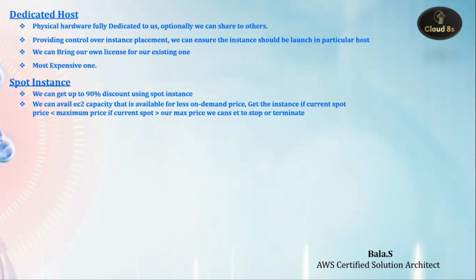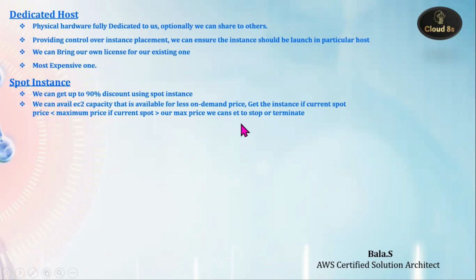Basically, we can get the spot instance at a price less than the on-demand price. For example, AWS defines the cost for the current spot price, and we can define our maximum price. So what will happen if our maximum price is higher than the current spot price? Automatically the EC2 instance will be launched in AWS.